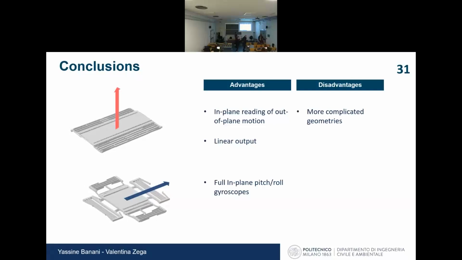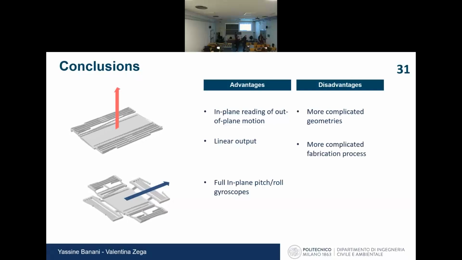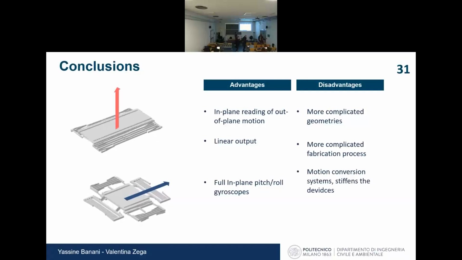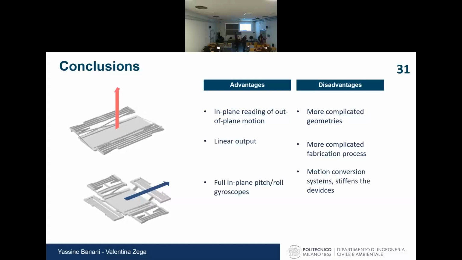The disadvantage of these new designs is that we have more complicated geometries than traditional sensors because we have these motion conversion elements. We have a more complex fabrication process because we have 2 layers instead of 1, which means more constraints during the design. And the last aspect is that the motion conversion system is very stiff. And stiff elements means that we need larger forces to have the same displacement, so more energy consumption.